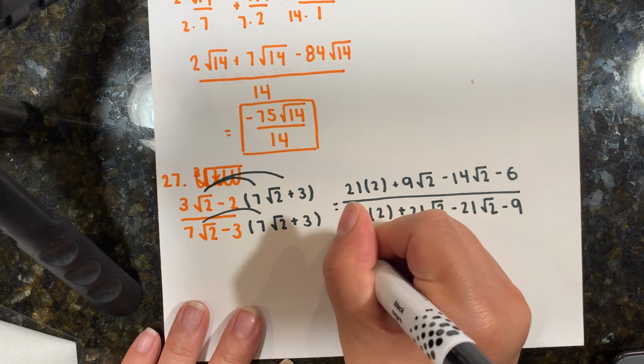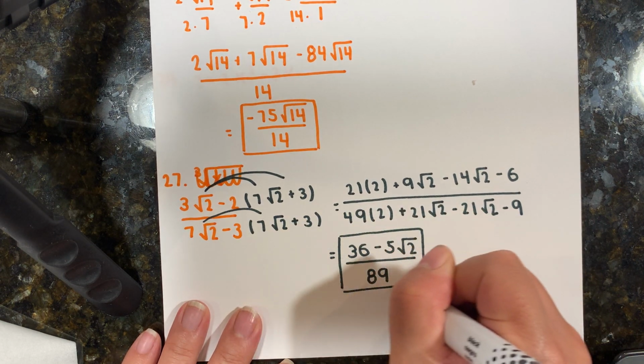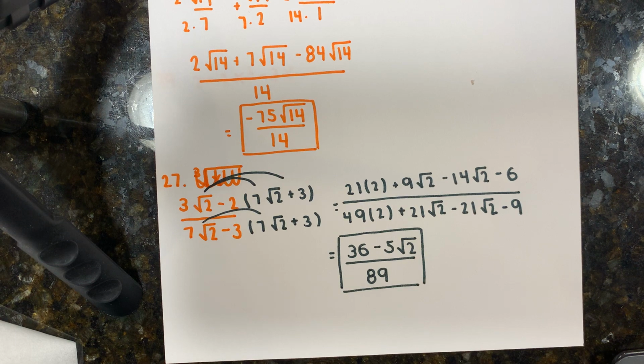And that actually concludes your problem. There is no other simplification that can take place on number 27.